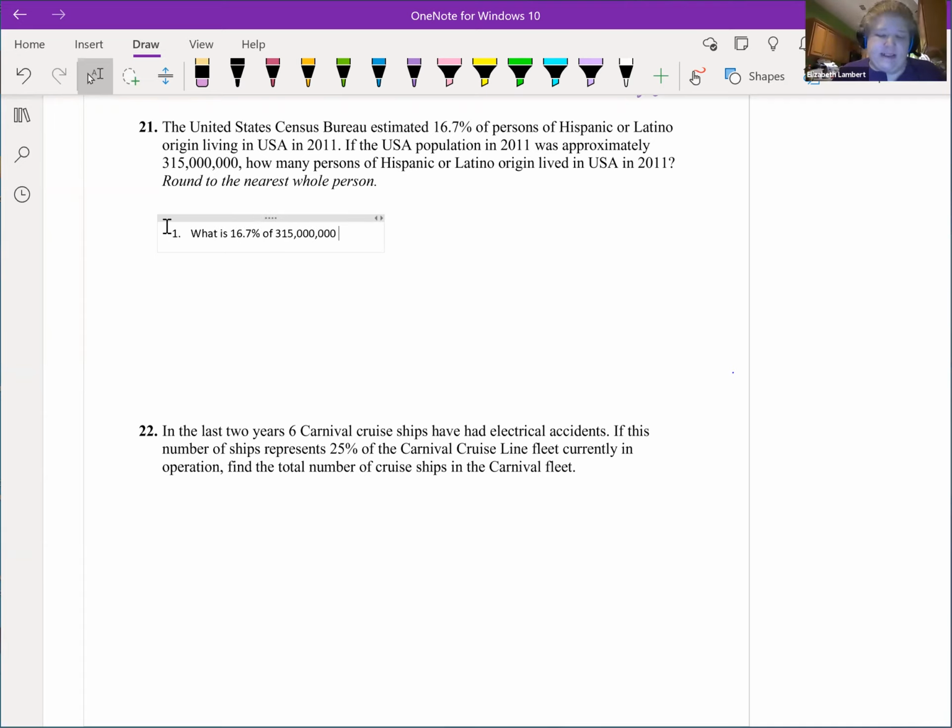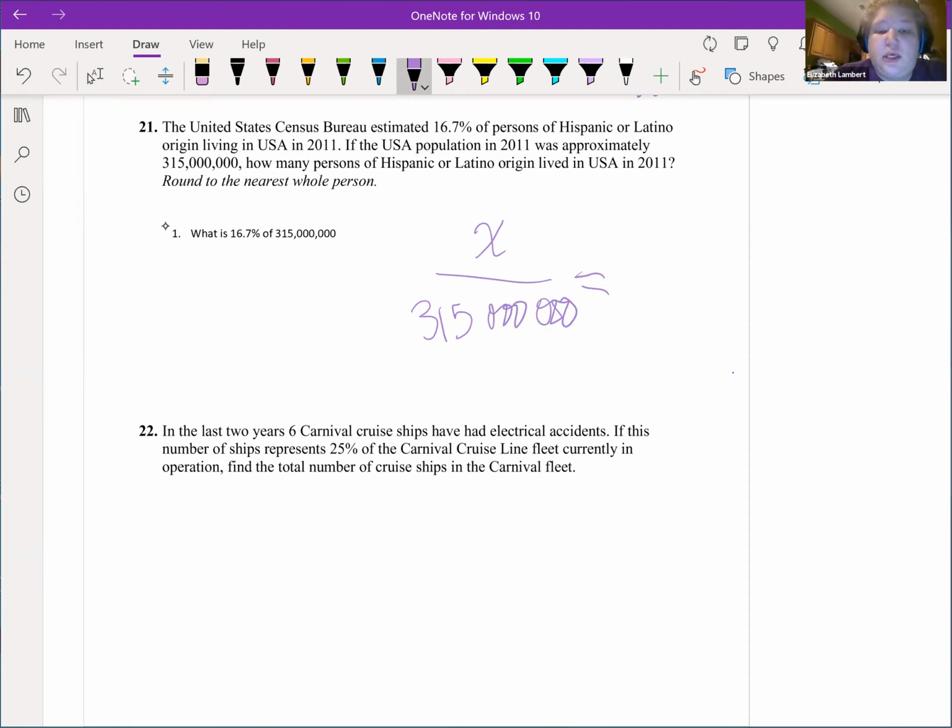All right, so our is the unknown. Is over a really large number equals the percent number, 16.7 over 100. All right, so I could multiply both sides by the 315 million, or just cross multiply 315 million times 16.7 divided by 100. And then it does say round to the nearest whole person.